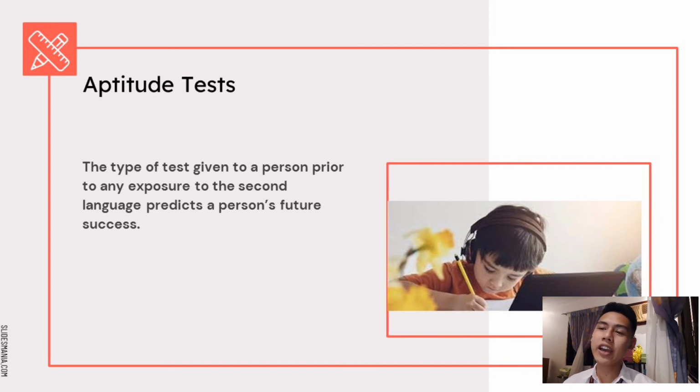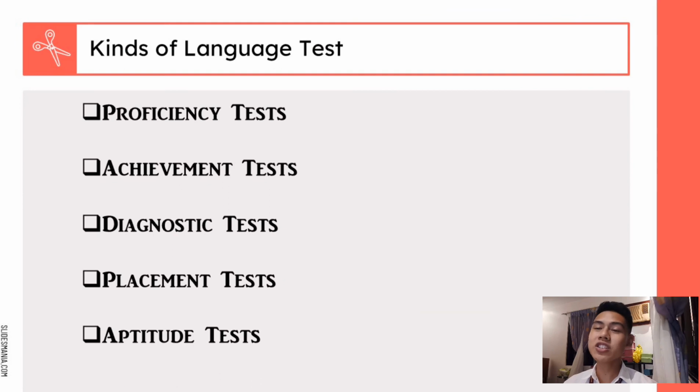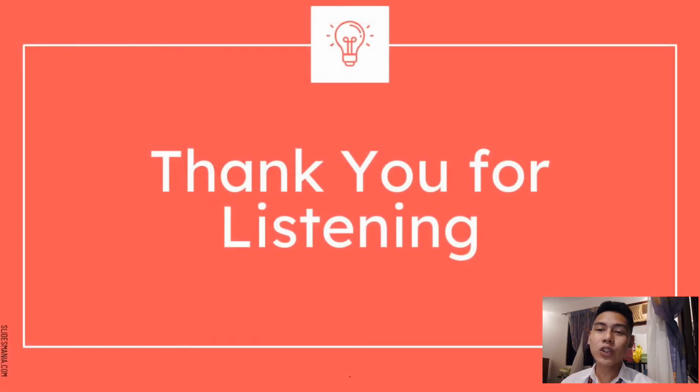Again, we have the five kinds of language tests. The first one, we have proficiency tests, achievement tests, diagnostic tests, placement tests, and the last one, we have the aptitude test. So that would be the content of Unit 8, and again, I am Aizen Percy Bulanadi, the discussant of the kinds of language tests.